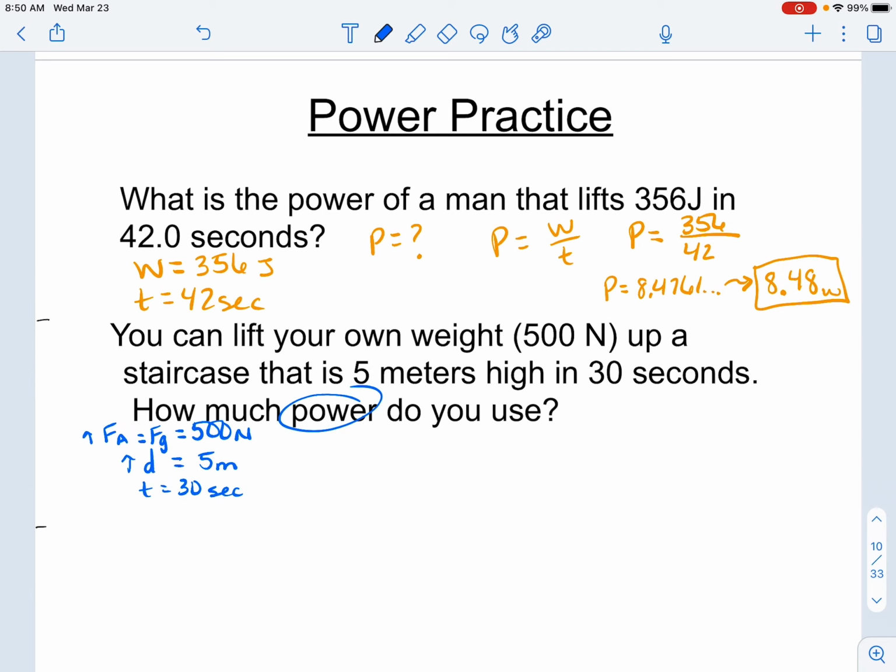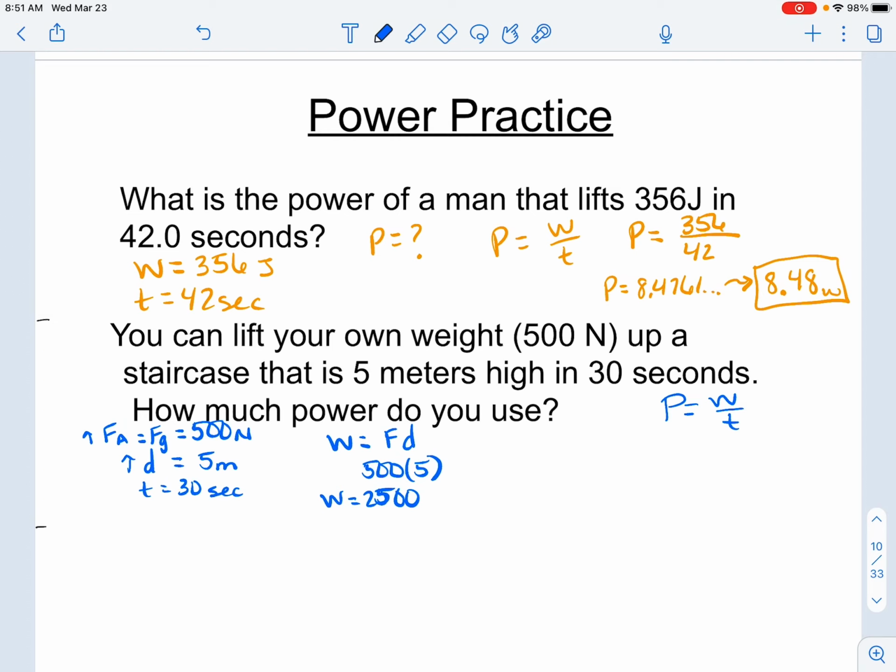So what is my power? I am looking for power. So remember, power is equal to work divided by time. But in this case, I don't know how much work I did. I know that I lifted myself up the stairwell, but I don't know how much work that was. So we're going to have to figure out how much work I performed to lift my body weight 5 meters up the stairs. So I am going to need to take my body weight of 500, multiply that by 5 to figure out how much work I performed.